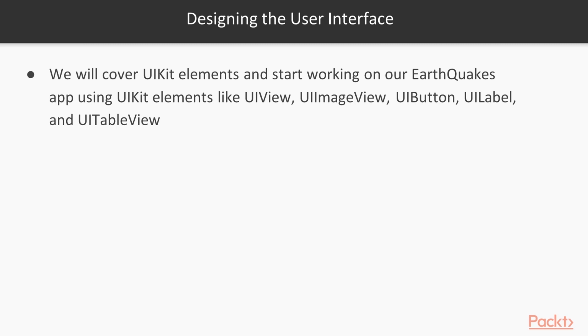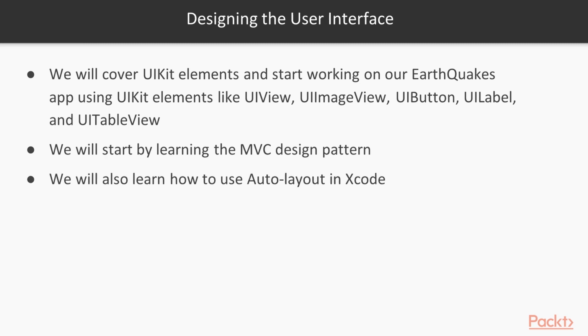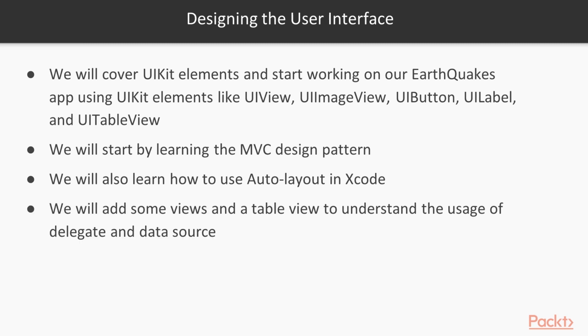We will use various UI kit elements like UI view, UI image view, UI button, UI label, and UI table view. We will start by learning the model view controller design pattern, and then we will learn how to use auto layout in Xcode. We will also add some views as well as the main table view to understand the usage of delegate and data source. In iOS applications, mastering table view can take you long distances.